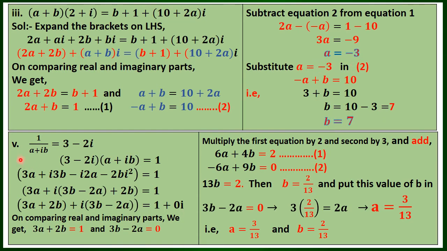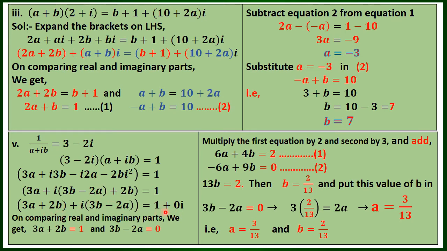Now question number 5. 1 upon a plus ib is equal to 3 minus 2i. Now we can multiply both the sides with a plus ib, then on the left hand side a plus ib will get cancelled and on the right hand side we will multiply with 3 minus 2i. So 3 minus 2i into a plus ib is equal to 1. And expand the brackets, we will get 3a plus 2b plus i into 3b minus 2a. The steps you know very well, that's why I am going a little fast.